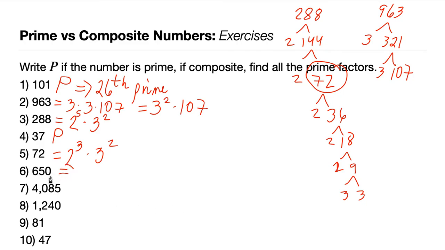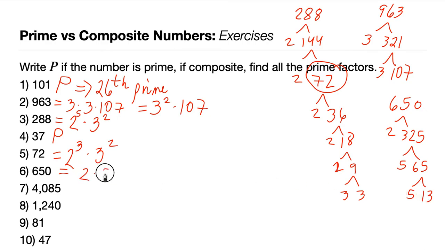How about 650? Clearly it is divisible by 2 because it ends with an even number. 650 divided by 2, we have 325. And then this is divisible by 5. So we have 65, and then 25. It's divisible by 5 again. This is 1, this is 3. And then 13 is a prime number already, so we can write this as 2 times 5 squared times 13.